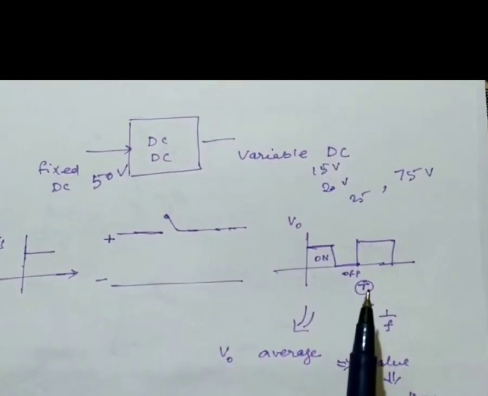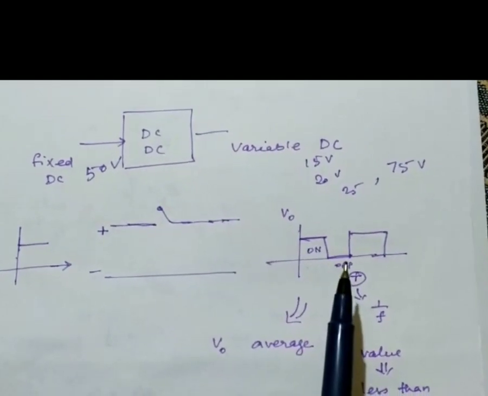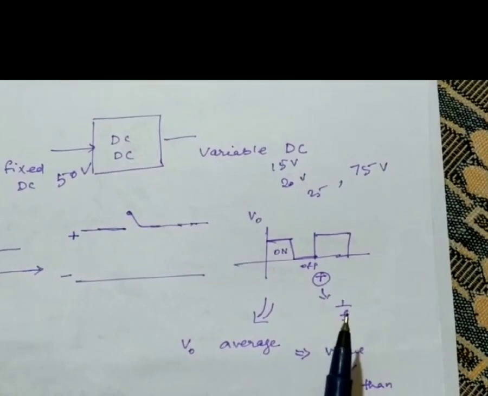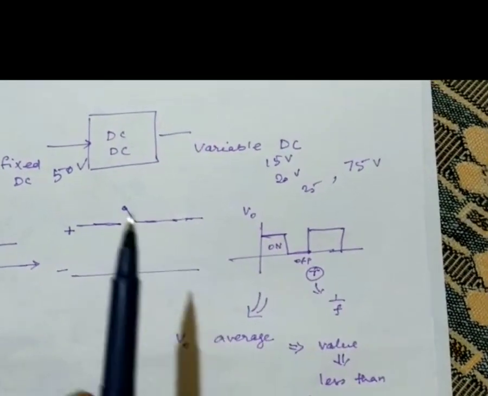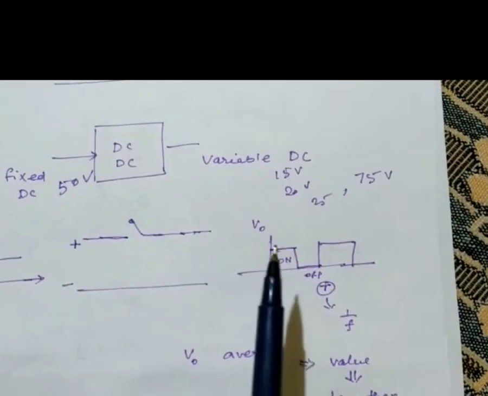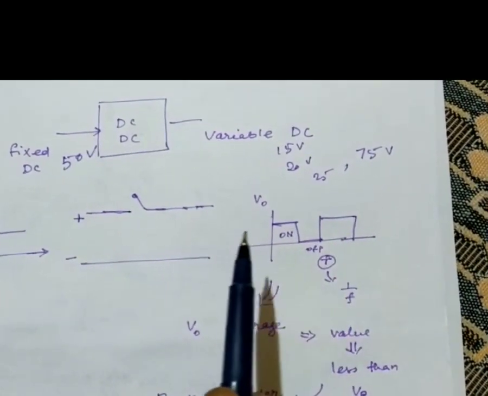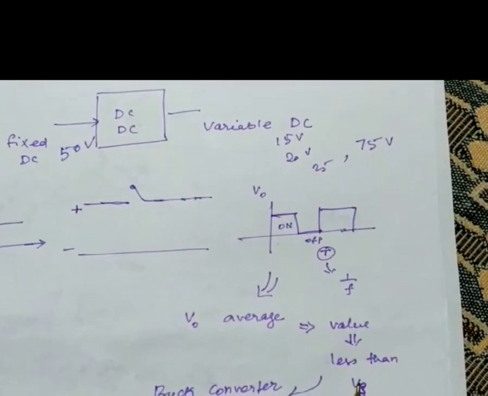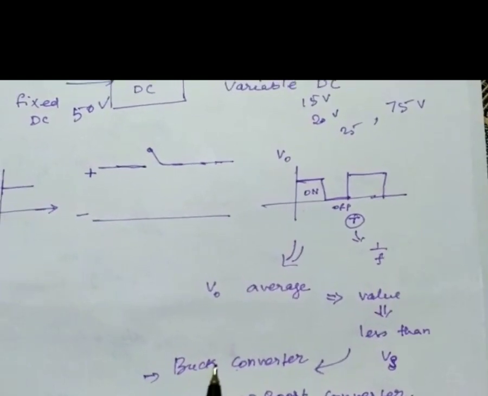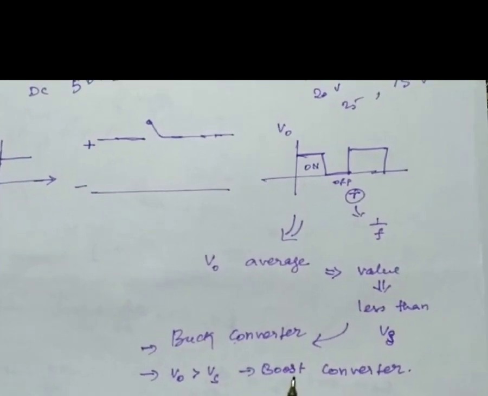Let T on be the on time. Let T be the total time, which combines on time and off time. 1 by T, or 1 by F, is called frequency. That is the operating frequency of the switch, which will define the output voltage V0. When we take the average of this voltage, if it is less than the supply voltage, that converter is called a buck converter. When the average output voltage is greater than the supply voltage, it is called a boost converter.